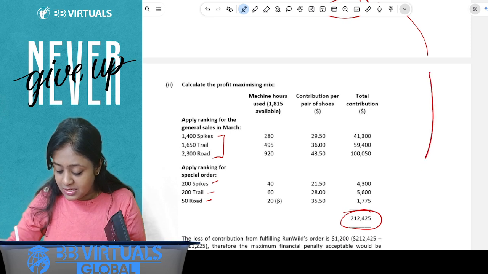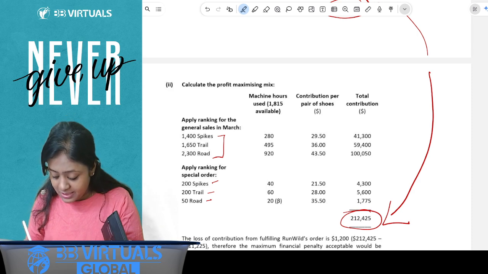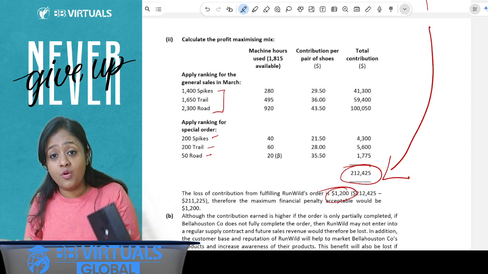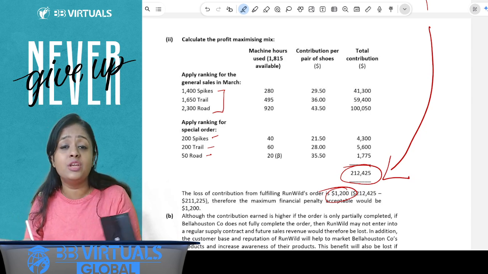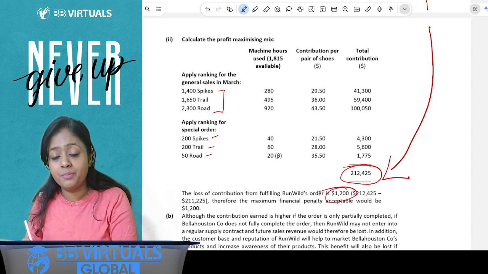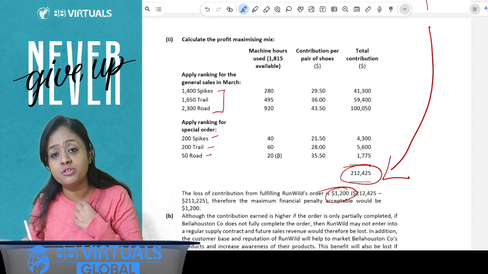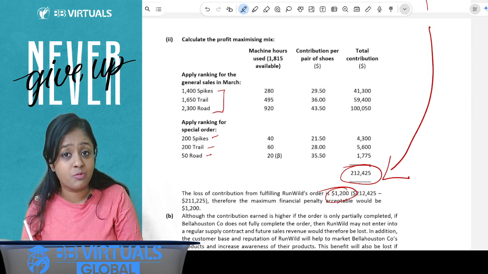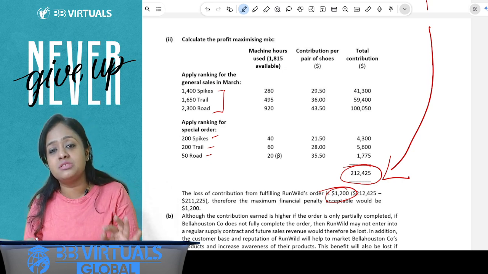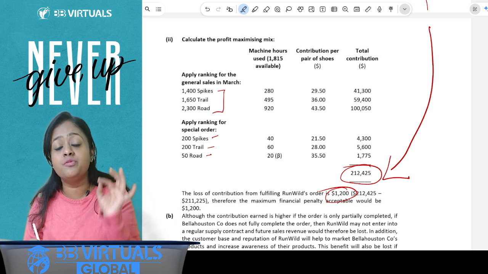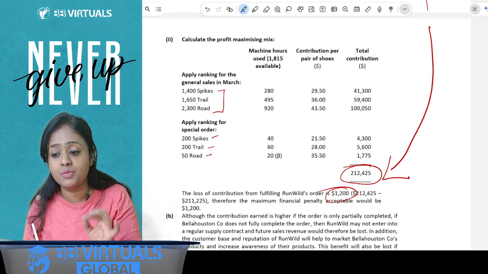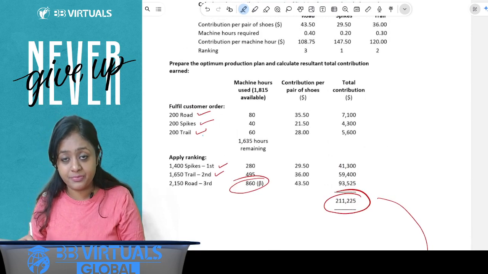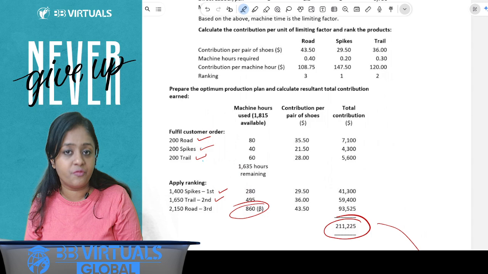So what does this increase reflect? This increase means this 1200 which is the increase. So Bella Houston would like to go for maximum contribution. They would not like to manufacture for Runwile first, because that is not giving the maximum contribution. Hence they will say, okay boss, Runwile, we are not able to complete your products, but the maximum penalty that we are ready to give is 1200 only. So only 1200 will be offered as the penalty. That is the maximum that Bella Houston would like to offer.